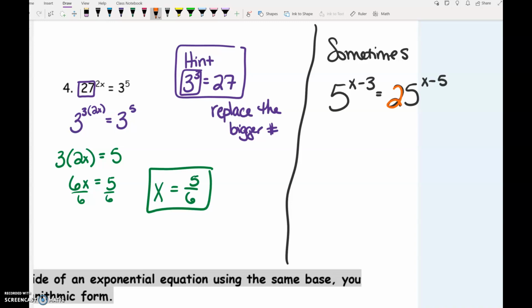You'd replace the 25. 25 is the same as 5 squared. That x minus 5 would just need to go in parentheses because that 2 that you stuck in the exponent has to be multiplied to both of those. So that would be the first step of that problem.